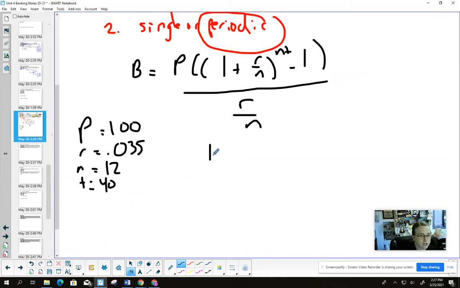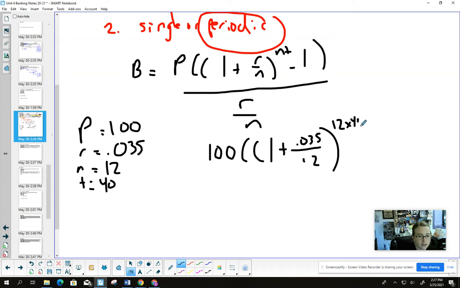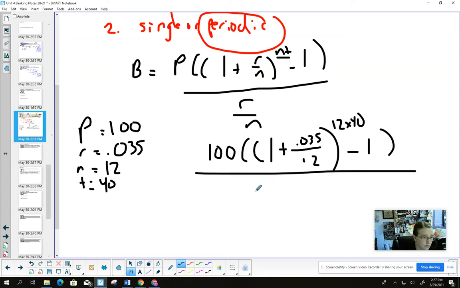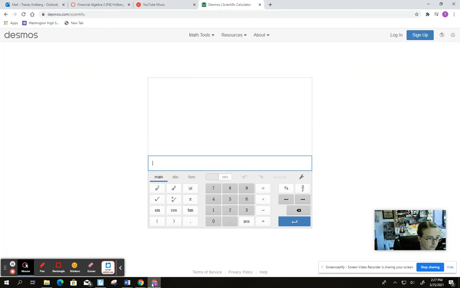Okay, so I'm going to write this out just so that I don't get anything jumbled up. I've got 100, double parenthesis, 1 plus 0.035 divided by 12 to the 12 times 40, right? This NT means N times T, so 12 times 40 minus 1 close parentheses. On the bottom, I have R over N, so 0.035 over N is 12. So this is going to look a little bit weird. We are going to have a fraction within a fraction here, but it works.